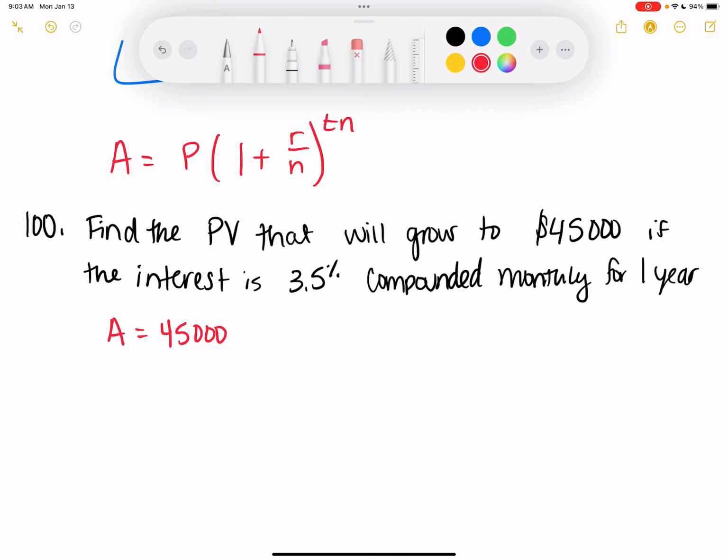The interest is 3.5%, but I need that as a decimal when I'm going to plug it in. So that's the rate that it's happening at. So the rate is R. R is, as a decimal, 0.035 or 3.5%.